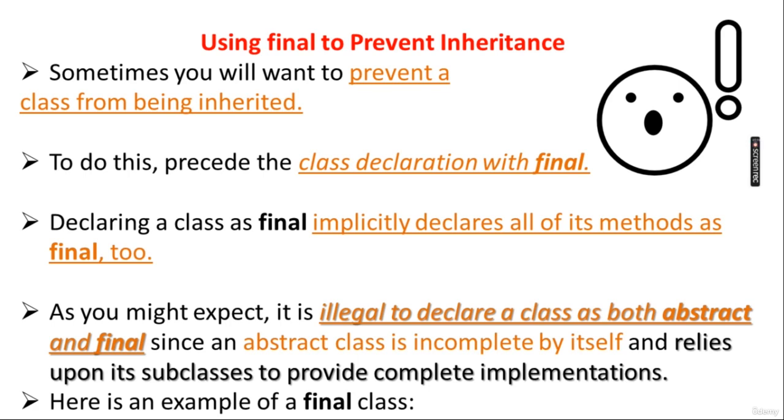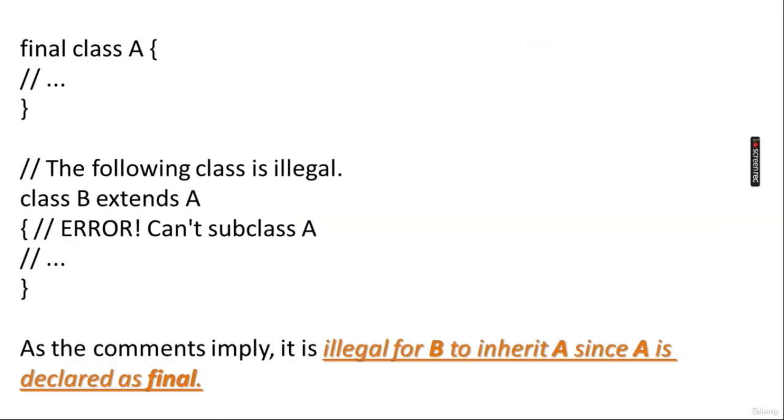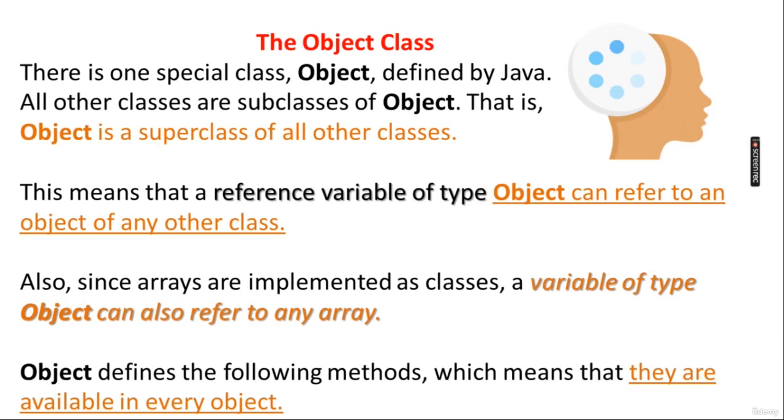When you are declaring a class as abstract, its definition must be written by a subclass, as we have seen. And when declaring a class as final, it cannot be overridden. Since an abstract class must be inherited and implemented, and a final class cannot be inherited, you cannot combine them both. Here is the example of a final class. Final class A, class B extends A. This cannot happen. It is illegal for B to inherit A, since A is declared as final.